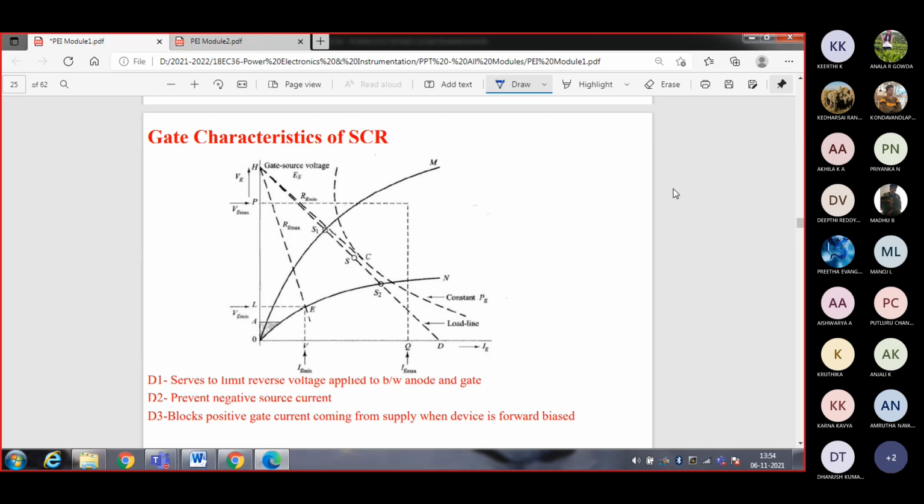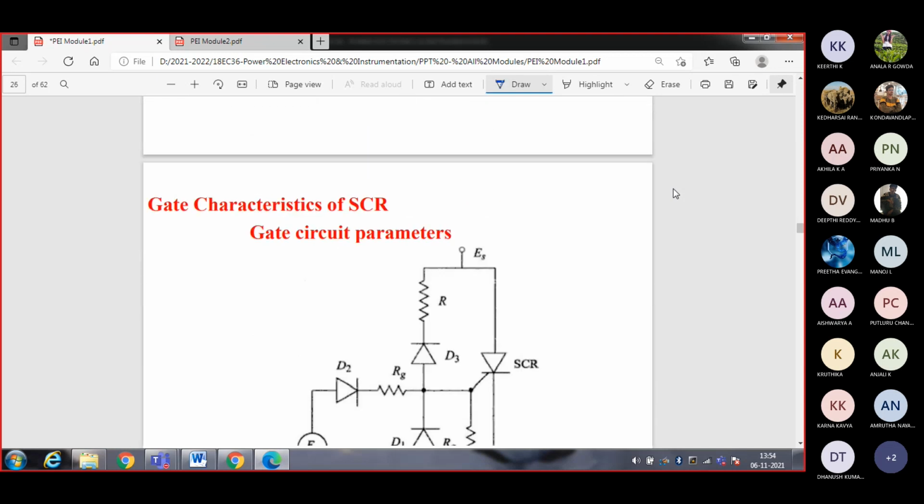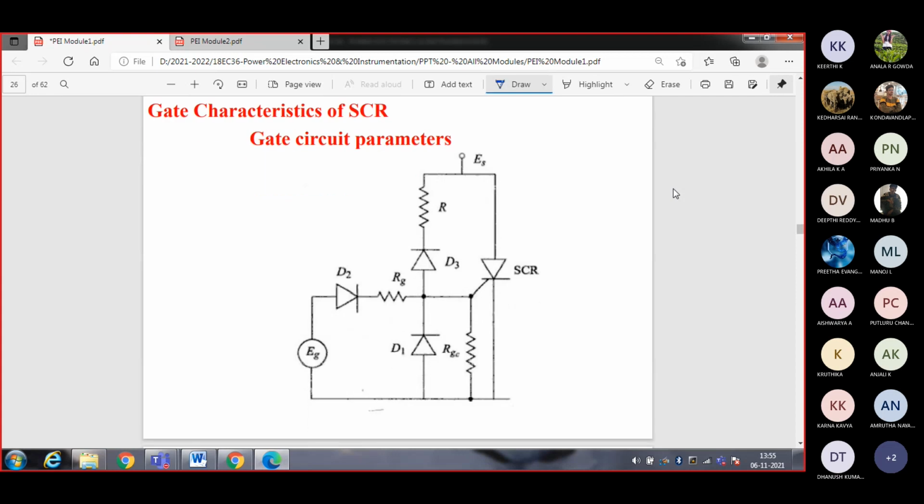You should know the three different diodes we are going to work with. A circuit diagram will be there, the gate characteristic circuit diagram. Here is the gate characteristic circuit diagram. You should explain this circuit diagram. What are D1, D2, D3? What is the purpose of D1, D2, D3? What each one takes care of, you should explain.